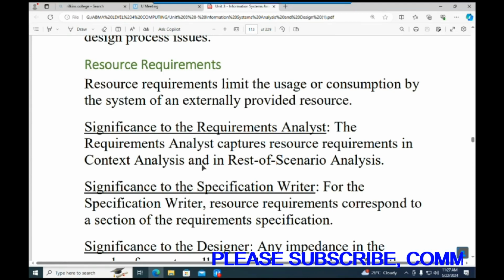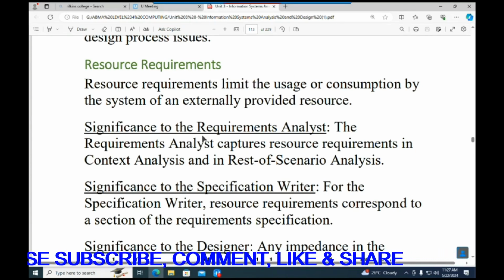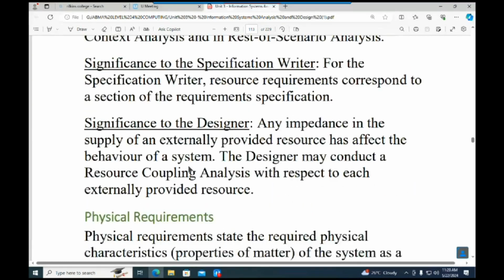And these types of requirements have the following significance to the requirements analyst. We need to know that the requirements analyst will capture the resource requirements in both context analysis and rest of scenario analysis. Again, to the writer, the resource requirements need to correspond to a section of the requirements specification.